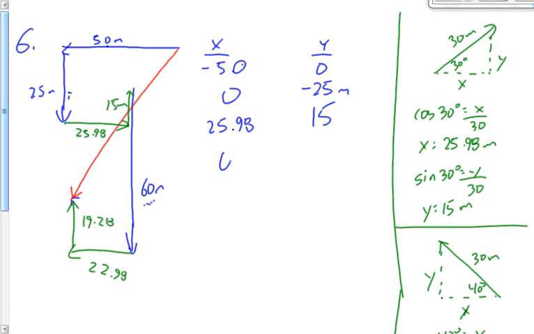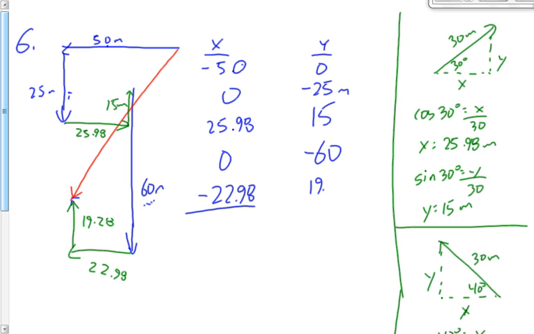Good. What's the y component of that fourth one, Zane? Good. And finally, the fifth one, the last one, the x component of the last one, Stephanie. Almost. Negative 22.98, good. And the y component of the last one, right?